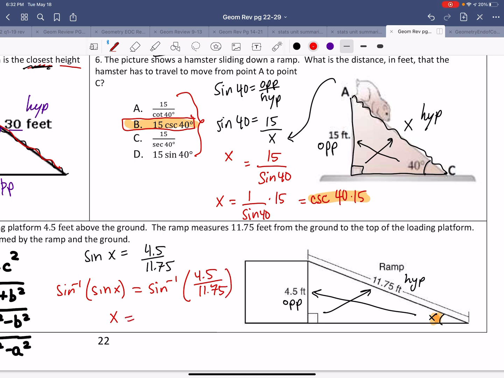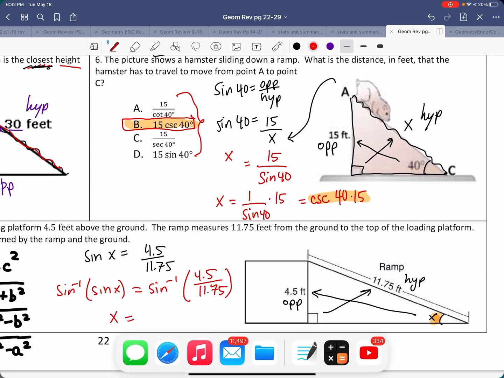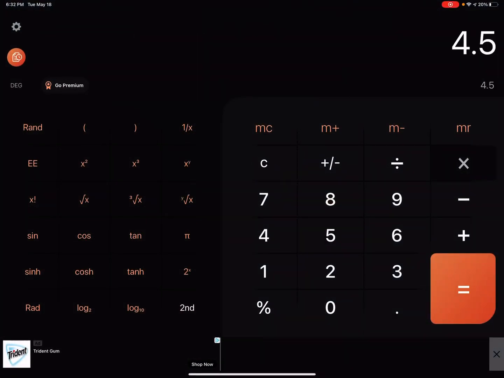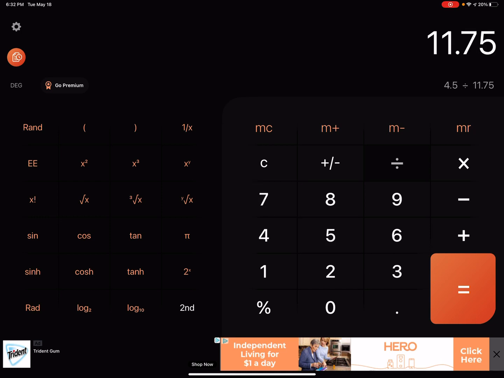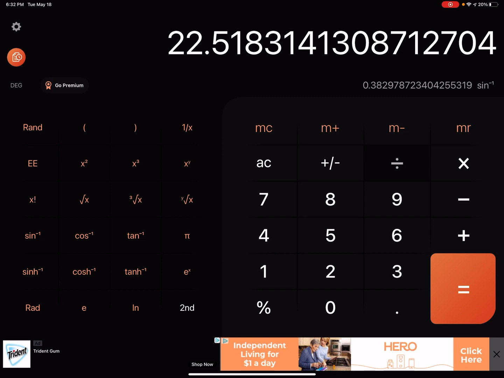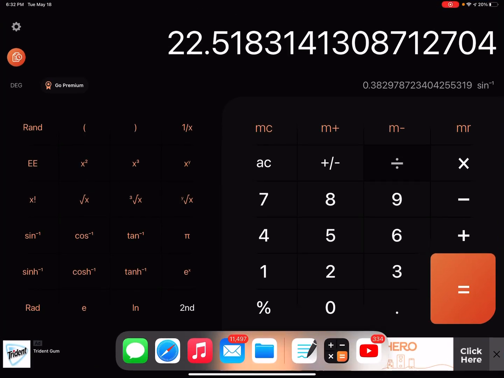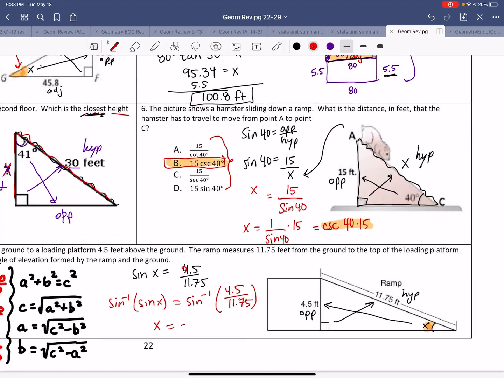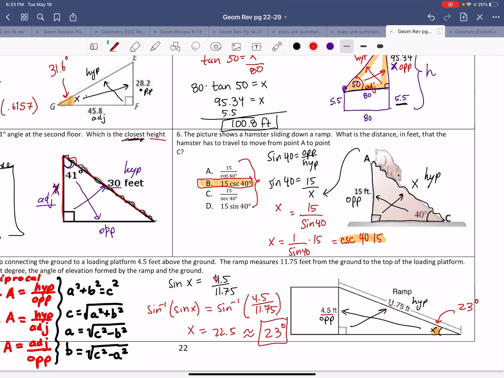All right, so let's use the calculator. 4.5 divided by 1175. And I'm going to go second, the solve-for-the-missing-angle button, sine, 22.5. So it said round to the nearest degree. So 22.5 would round up to 23 degrees. And I want to make sure that makes sense. I think that does. Yeah. 4.5 is a lot smaller than that. So I'm looking for a pretty small angle.